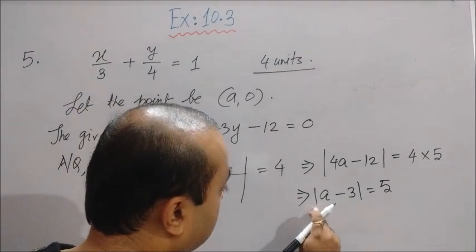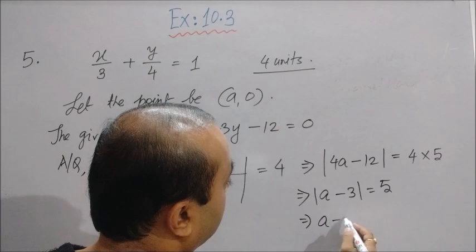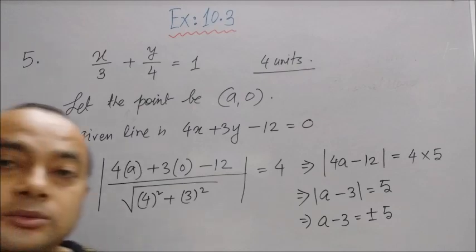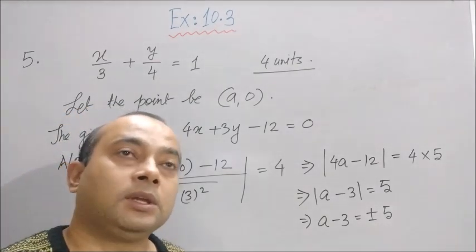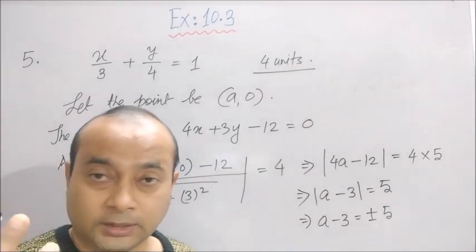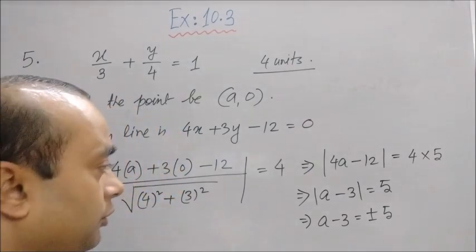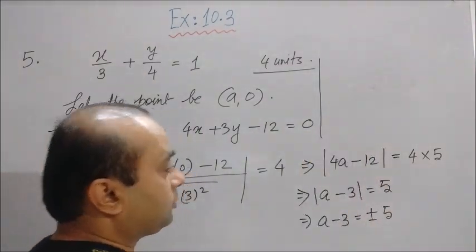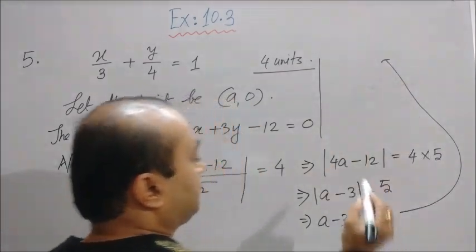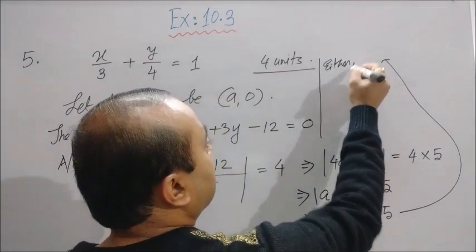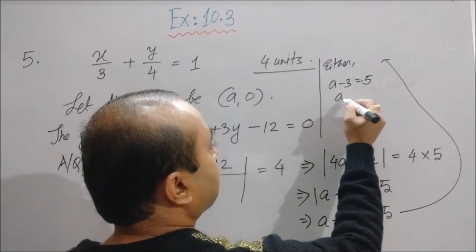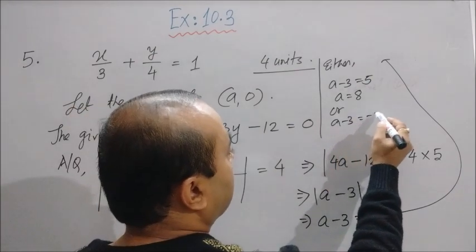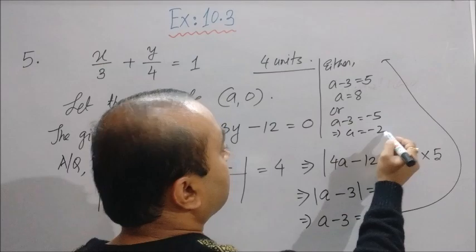So if I want to remove this modulus sign, it will become a minus 3 is equal to plus or minus 5. Because the modulus function, all of us know, always takes the magnitude, that is the value. So if you remove the modulus sign, it is plus or minus. Now the remaining part I will do on the top. That means either a minus 3 equal to 5, so a will be equal to 8, or a minus 3 equal to minus 5, so a will be equal to minus 2.